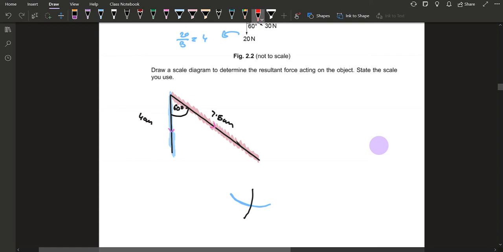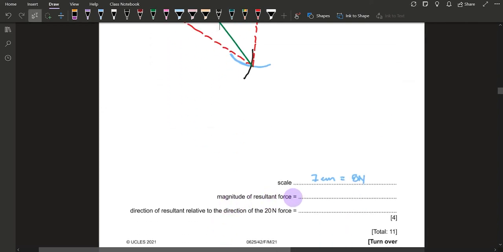So we can just draw a dotted line and connect this first. And this is going to be our resultant force. And if we measure this, this is going to be 10 centimeter. So our answer for the magnitude of resultant force is going to be 10 into 5, because we took 1 centimeter as 5 Newton. So it's going to be 10 into 5, which is 50 Newton.